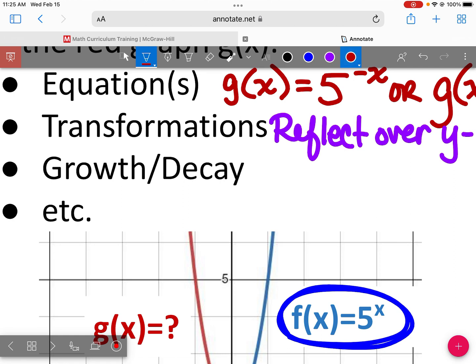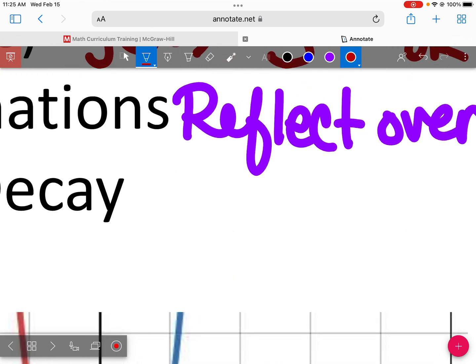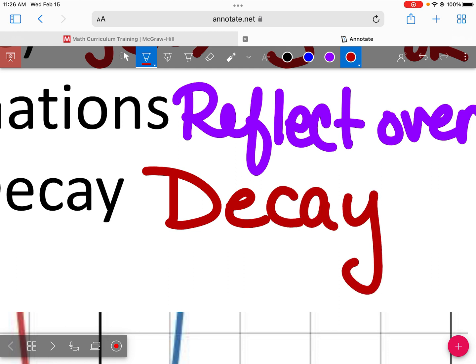Is the red graph showing us growth or decay? Decay. How do we know it's decay? It's decreasing. It's going down. It starts really high on the left, and then it drops really quickly as we move to the right. We always read our graphs from left to right, just like you would read a sentence.